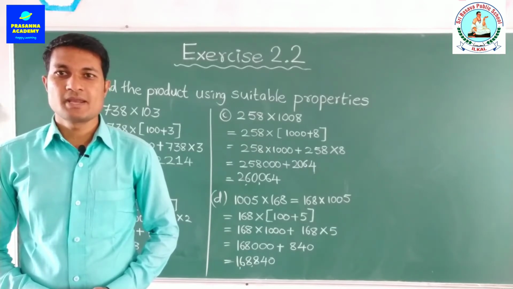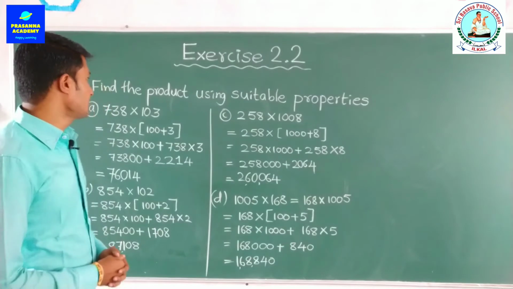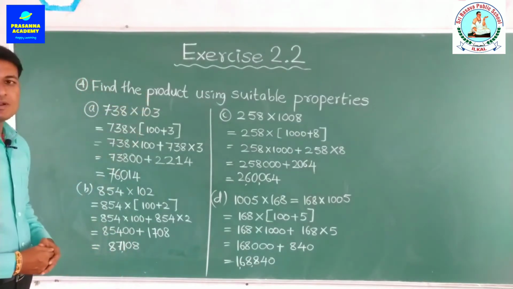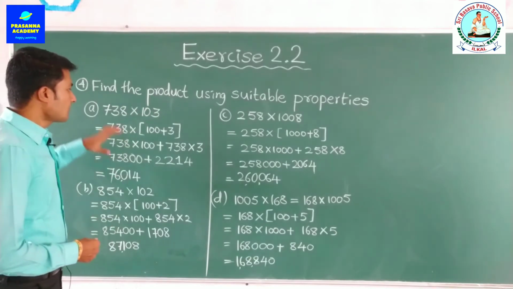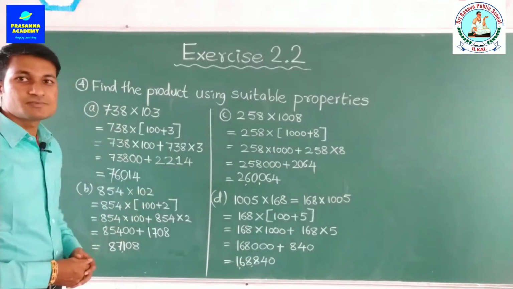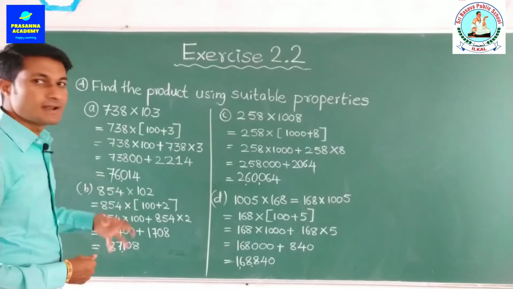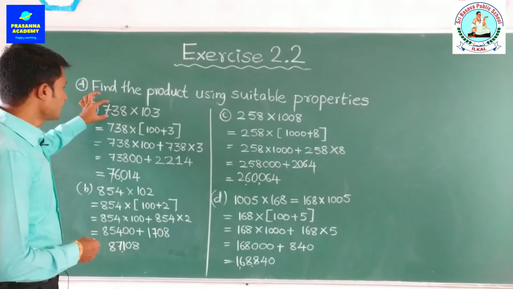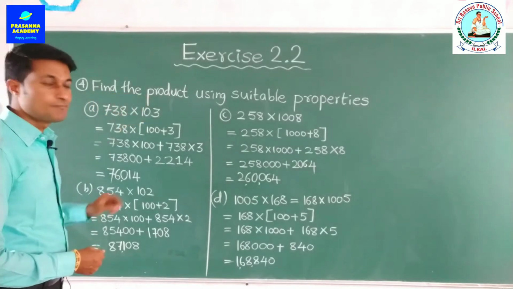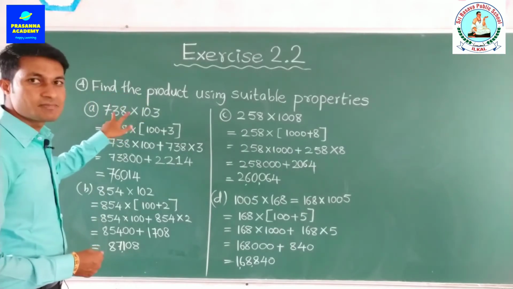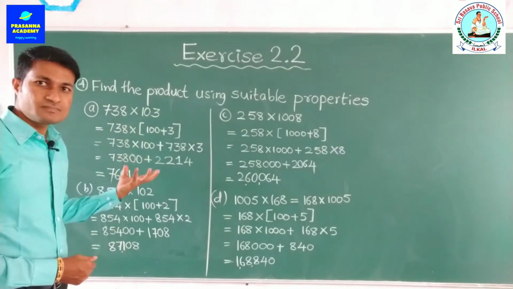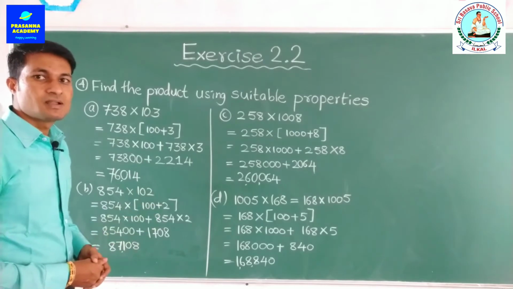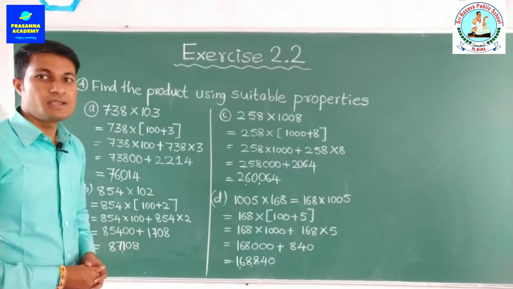So let us solve the remaining problems, and your next problem, that is the fourth one, is: find the product using suitable properties. So here we have to solve these problems by using some suitable properties. Let's see what property will help us to solve these kinds of problems. When you look at the first problem, that is 738 times 103, we have to multiply this, but we cannot multiply such big numbers together. So in such a situation, the properties of the whole numbers are very helpful.